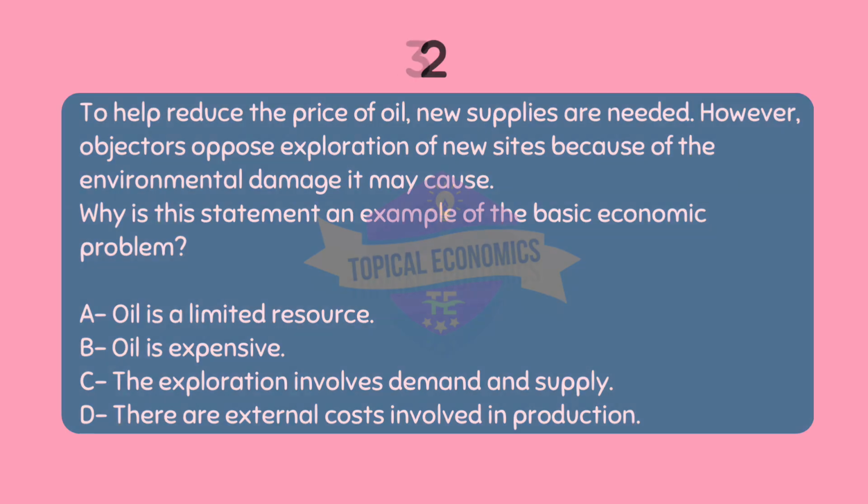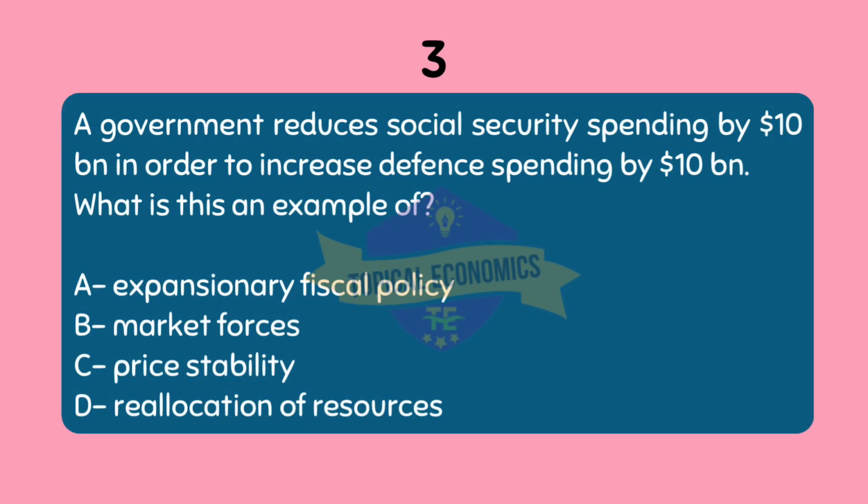Moving to the third question. A government reduces Social Security spending by $10 billion in order to increase defense spending by $10 billion. What is this an example of? A. Expansionary fiscal policy. B. Market forces. C. Price stability. D. Reallocation of resources. This question is from year 2021 February-March version 2 paper. The correct answer for this question is Option D, reallocation of resources.